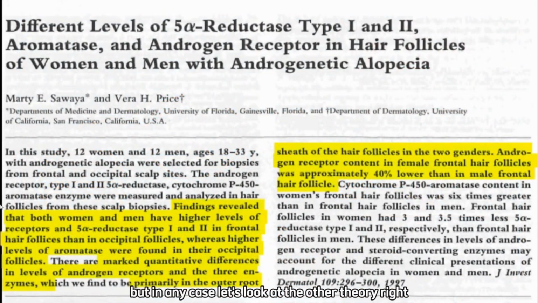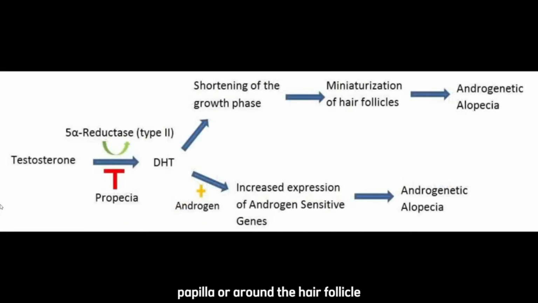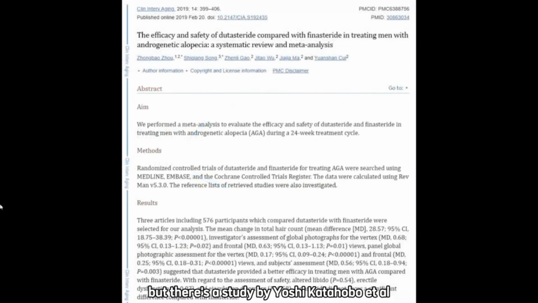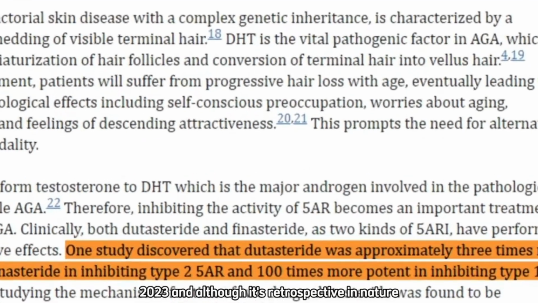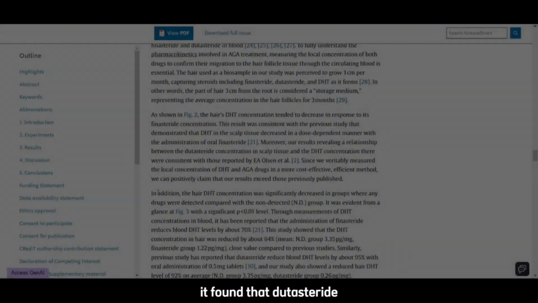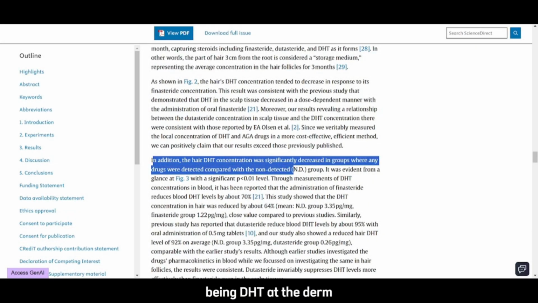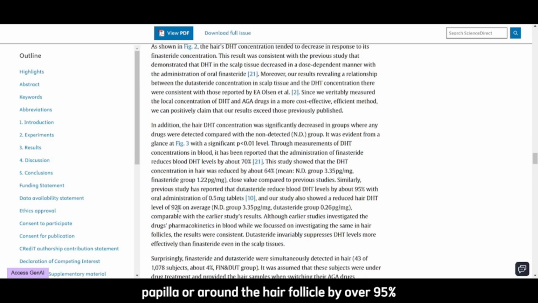But in any case, let's look at the other theory, right? The intrafollicular DHT, being the DHT at the dermal papilla or around the hair follicle. So I'm not going to be going too in-depth into this study, but there's a study by Yoshitake Hobo et al. 2023, and although it's retrospective in nature, it found that dutasteride reduced levels of intrafollicular DHT, being DHT at the dermal papilla or around the hair follicle, by over 95%.